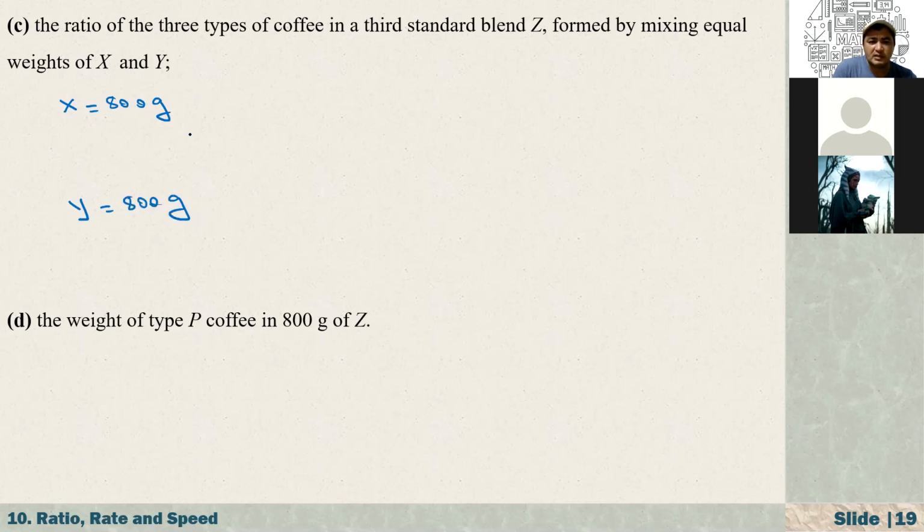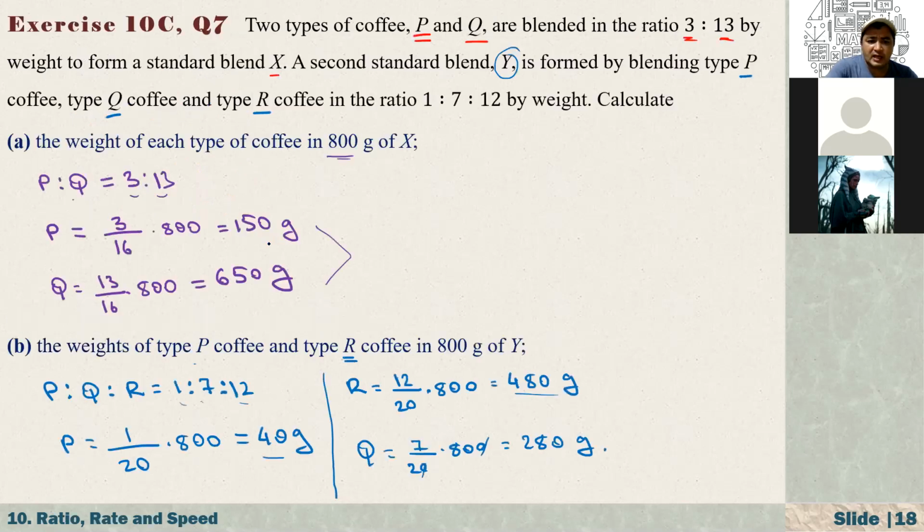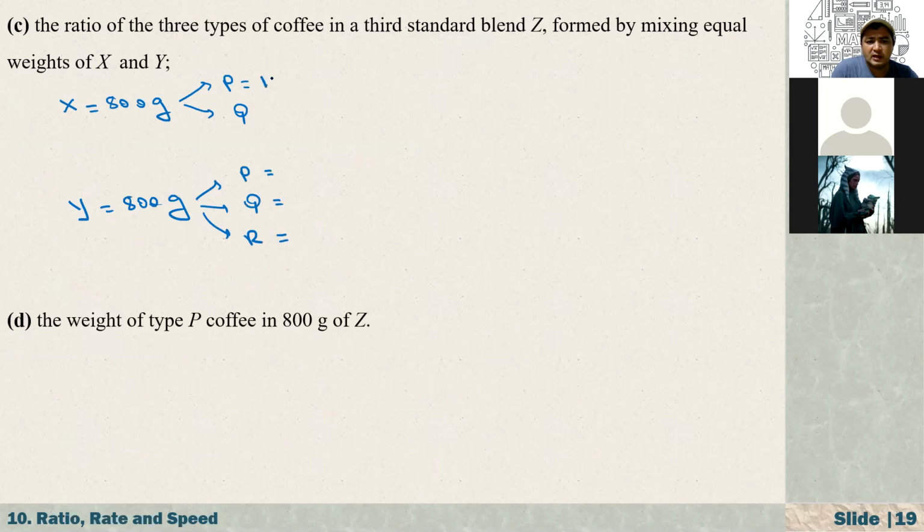Now I'm mixing this 800 grams of X. How much P do we have? How much Q do we have? We have already found this. And also in this 800 grams of Y, how much P, how much Q, how much R do we have? We just calculated that in part B. In part A, X, 800 grams of coffee, has 150 grams of P and 650 grams of Q.